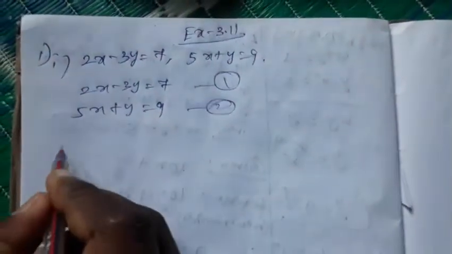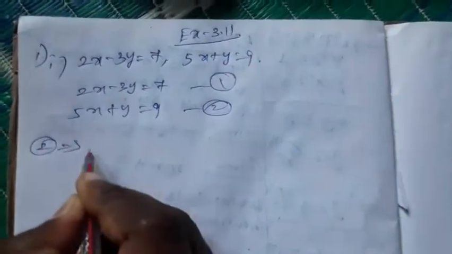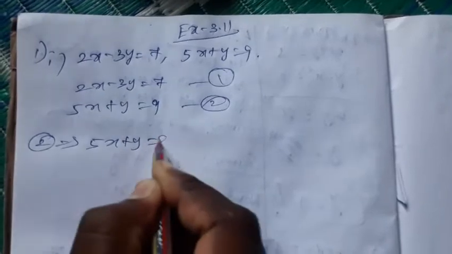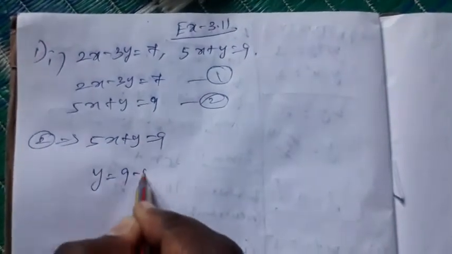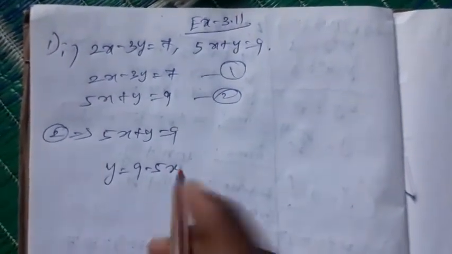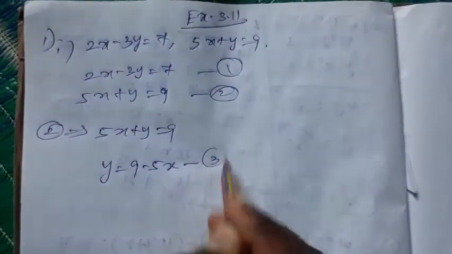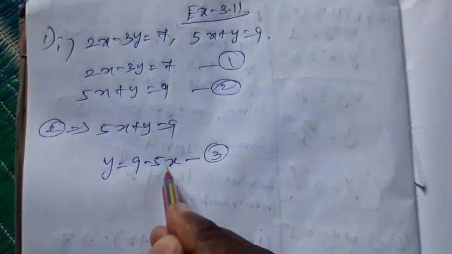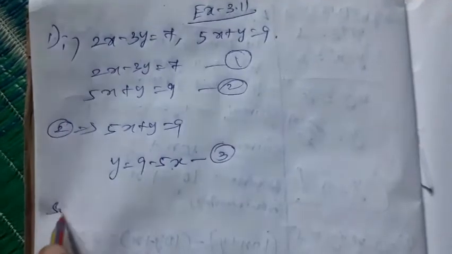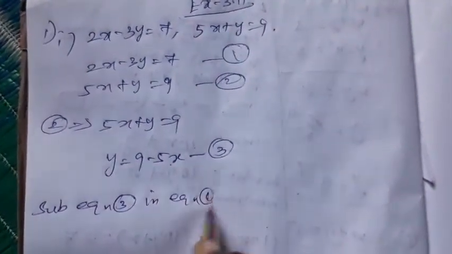Step 1: I'm taking equation number 2, 5x plus y equal to 9, then y equal to 9 minus 5x. Call this equation 3. So y equal to 9 minus 5x. Now substitute equation 3 in equation 1.